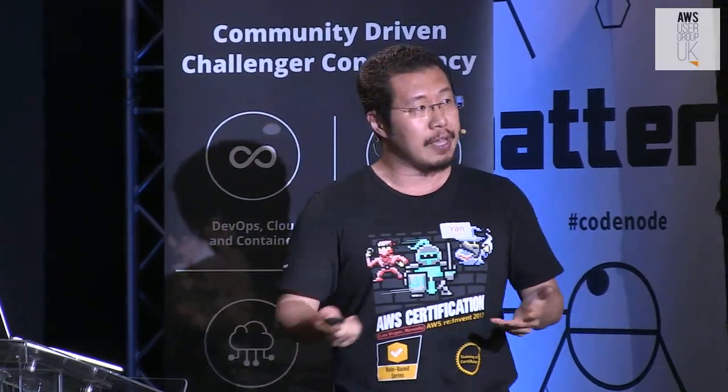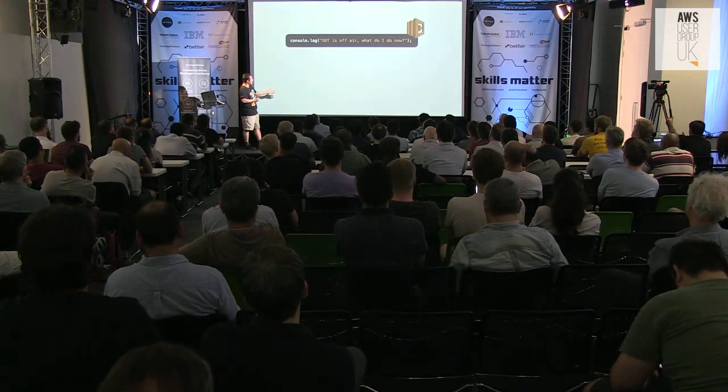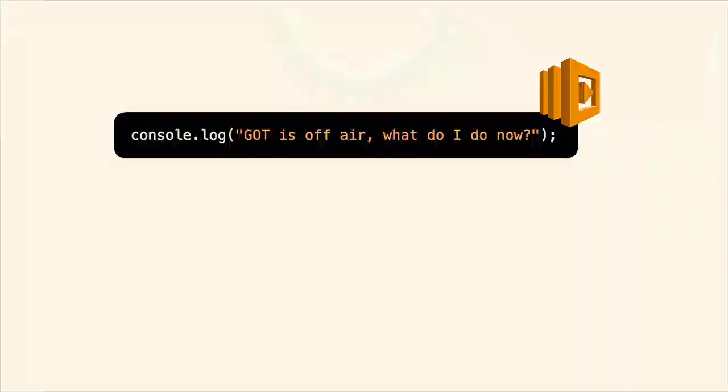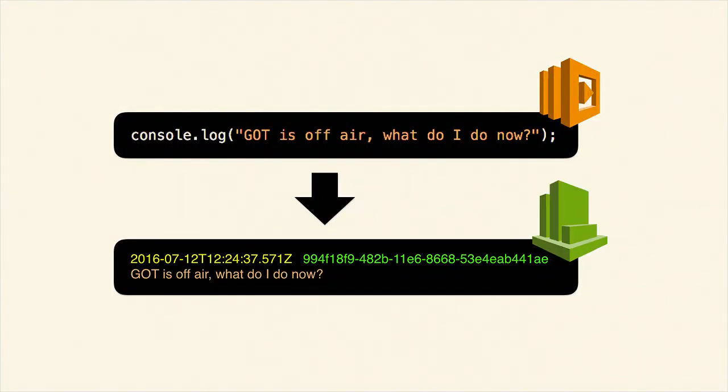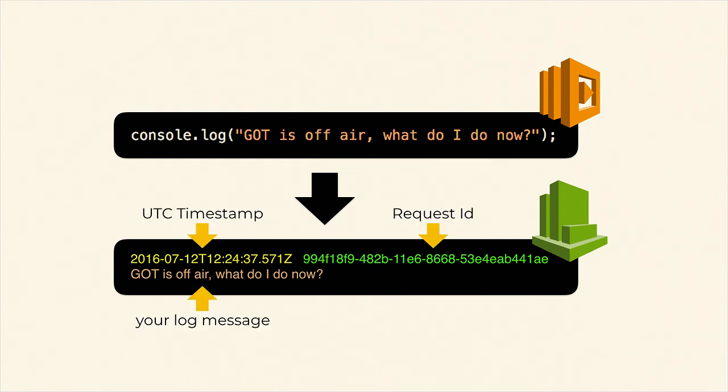So in terms of logging, one of the things you get out of the box is whenever you write to standard out from your function, it will be collected asynchronously by the platform and shipped to CloudWatch logs. Again, asynchronously without adding latency to your function's invocation time. And as part of that, you also get some useful information such as UTC timestamp, unique request ID, as well as your actual log message itself.